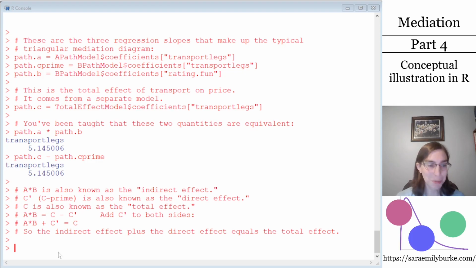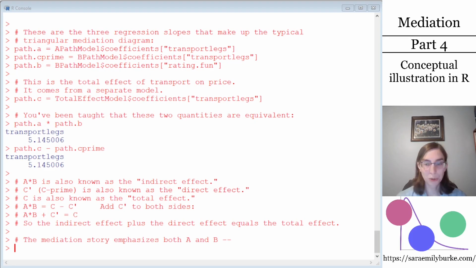If we take this fundamental theorem of statistical mediation analysis, A times B equals C minus C prime, and just add C prime to both sides, then we learn that A times B plus C prime is equal to C, which is another way of saying that the indirect effect plus the direct effect equals the total effect. And that's one reason why it's called the total effect.